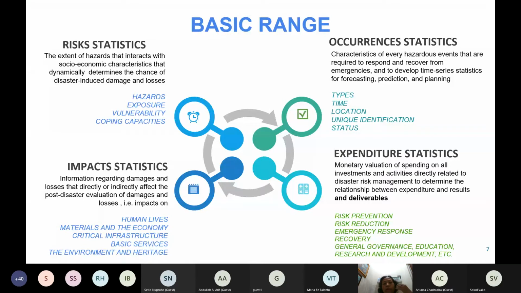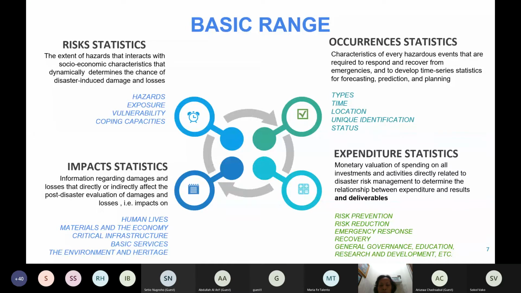Besides the two trends, we also put the impact statistic into the disaster statistic data. It is related to the information regarding damage and losses that directly or indirectly affect the post-disaster evaluation of damage and losses. But we realize that the data related to the impact is not that easy, but we try to put it all together in our one disaster statistic data.